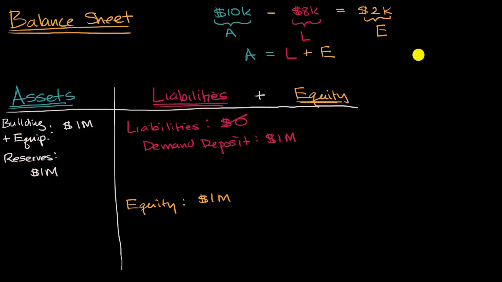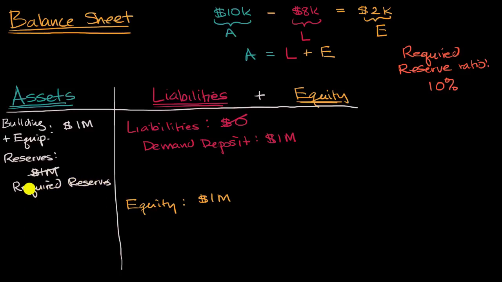So let's say in the country we're in, or the jurisdiction we're in, the required reserve ratio is 10% of demand deposits. That means that whatever our demand deposits are, we have to keep 10% of that in reserves, and then the excess reserves we can loan out. And so I can now group my reserves. Instead of saying $1 million of just total reserves, I could subcategorize it as required reserves and excess reserves.